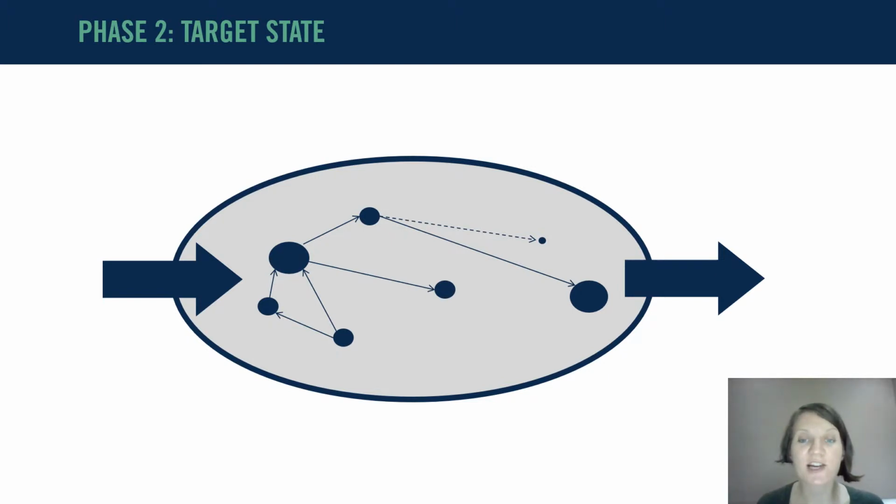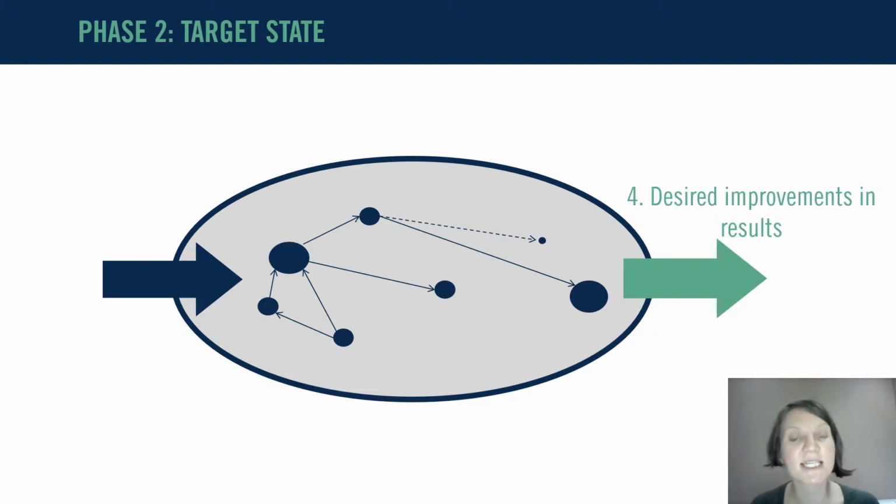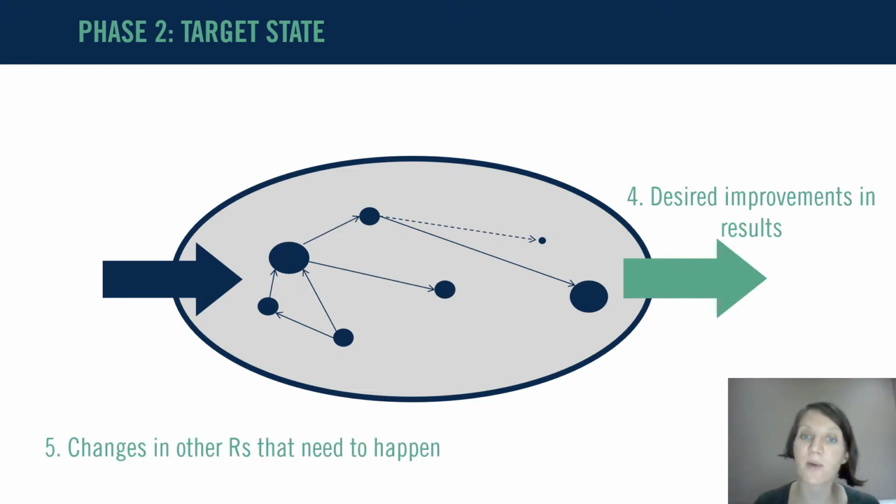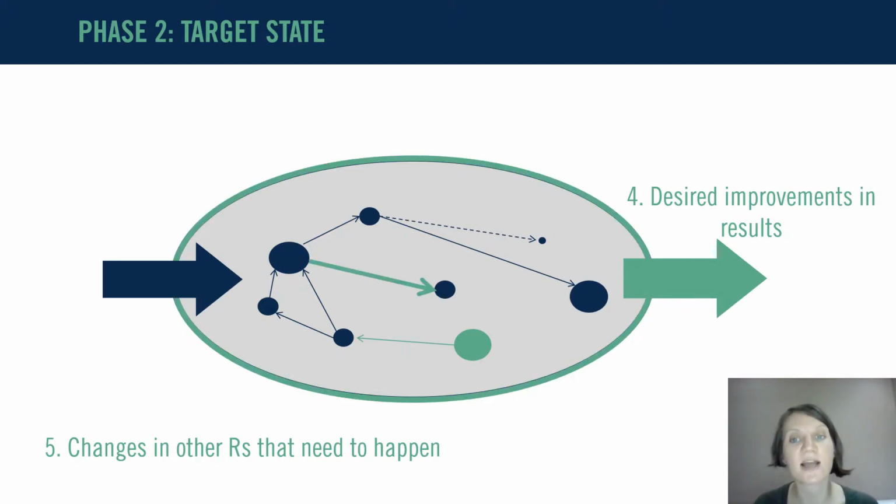Once we have more clarity of what our system looks like today, or its status quo, we can proceed to phase 2, defining the target state of the system. This will require us to articulate the desired improvements in the system's results and build a hypothesis which elements, or R's, of the system need to change in order to achieve the desired results. Rarely is there only one option of what can be changed in order to improve results. Your goal is to generate and analyze several options and choose one to focus on.